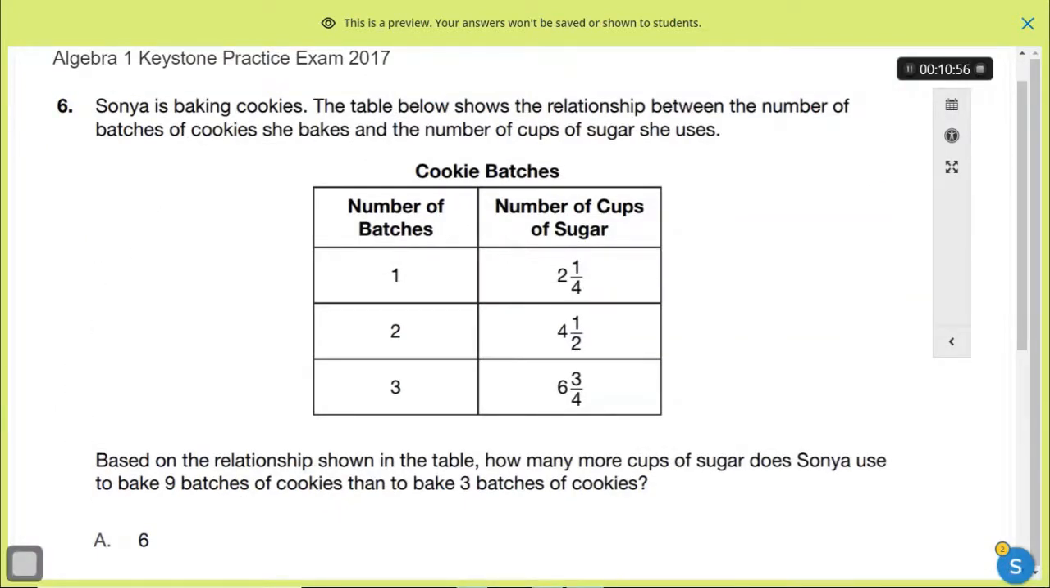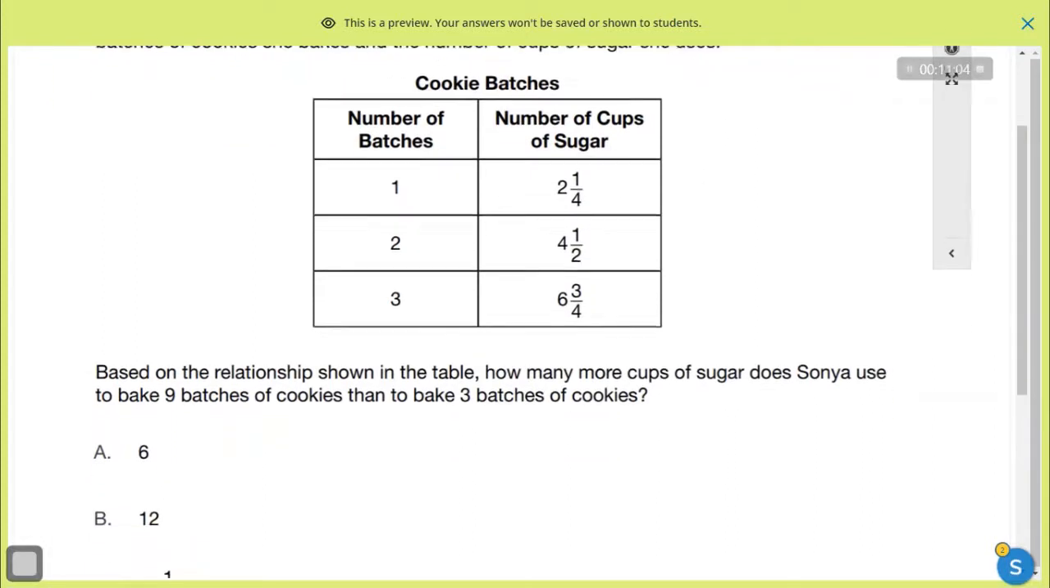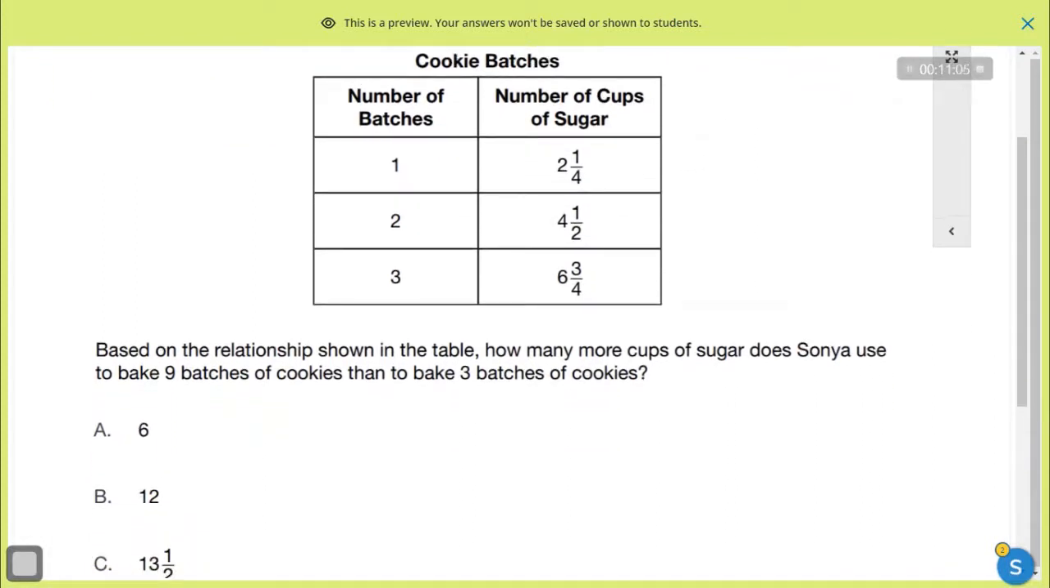Sonia is baking cookies. The table below shows the relationship between the number of batches of cookies she bakes and the number of cups of sugar she uses. All right, and there's our table. Based on the relationship in the table, how many more cups of sugar does Sonia use to bake 9 batches of cookies than to bake 3 batches of cookies? I would very much encourage you to cover up your multiple choice answers on ones like this. When you can figure out the problem on your own first, do so. Then check for your answer.